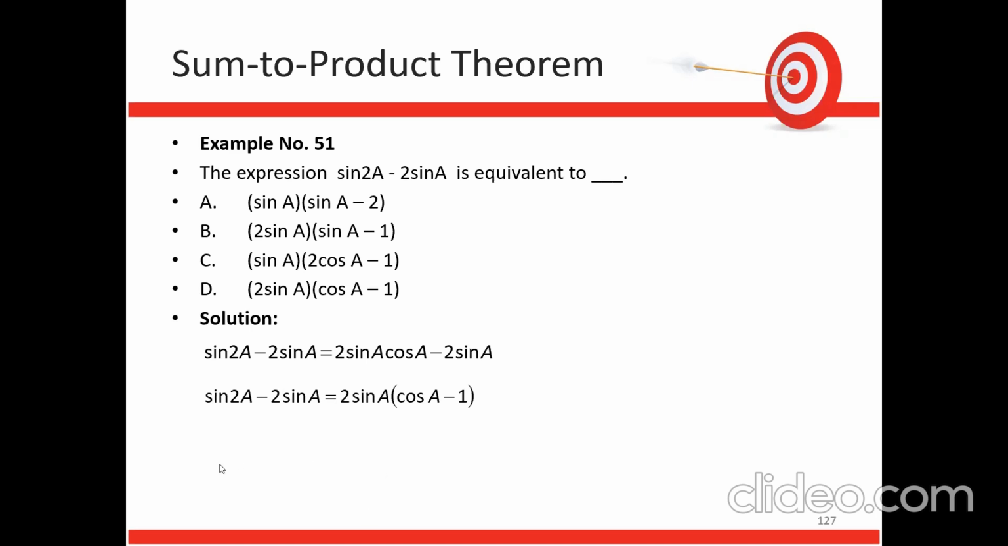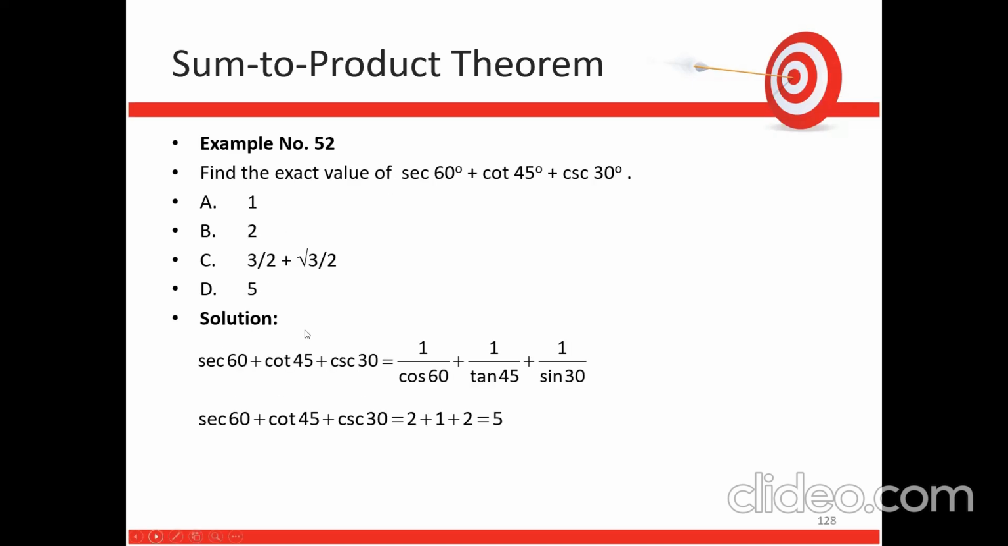Example number 52. Find the exact value of secant 60 degrees plus cotangent 45 degrees plus cosecant 30 degrees. Solution. So, andun yung mga value, common values. Secant 60, ano muna? 1 over cosine 60 plus 1 over tangent 45 plus 1 over sine 30. So, this is now 2. This is 1. This is 2. So, they equal to 5.